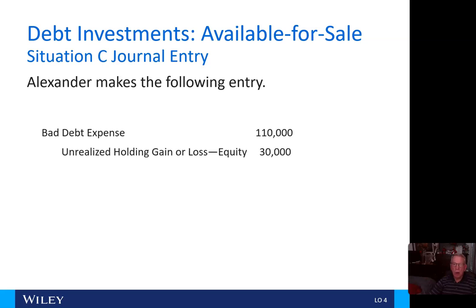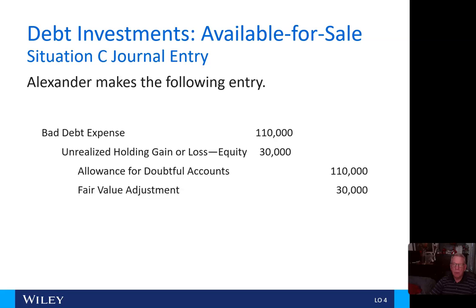Okay, so it's going to make the following journal entry, pretty straightforward once we've got all the numbers clearly in mind. We have a debit to bad debt expense for $110,000. We have a credit to unrealized holding gain or loss dash equity of $30,000. I should say that's a debit. And then a credit to allowance for doubtful accounts for $110,000. And then a fair value adjustment of $30,000 credit.